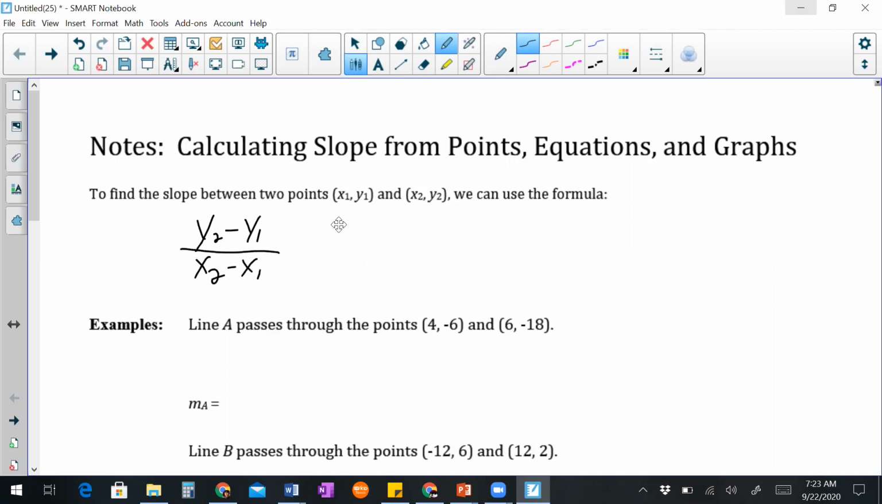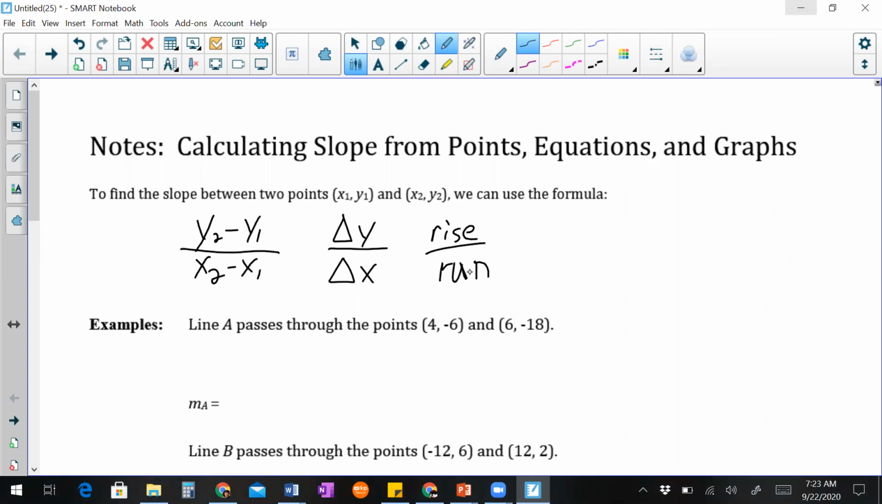In science class, you're going to see this written as the change in y over the change in x. Either way you think of it is correct. Just remember this change in y over the change in x. Make sure that your y is on top. Remember, rise over run.